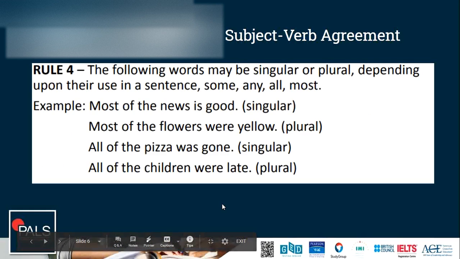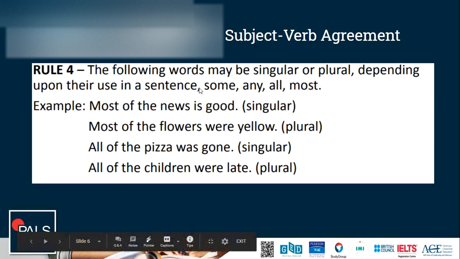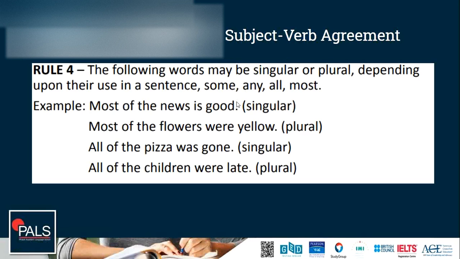Rule number 4: the following words may be singular or plural depending upon their use in a sentence: some, any, all, most. These words depend on the noun in the sentence. "News" is singular even though it has an S. "Most of the flowers": flowers is plural here, so we say "were." "All of the pizza" is singular, so we say "was." "Children" is plural, so we use "were."